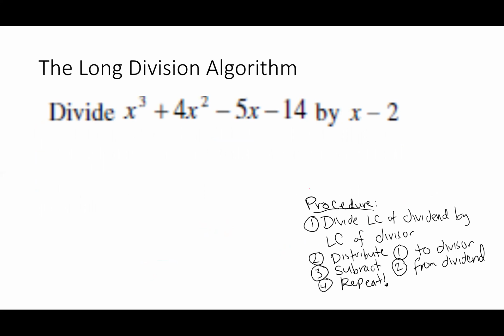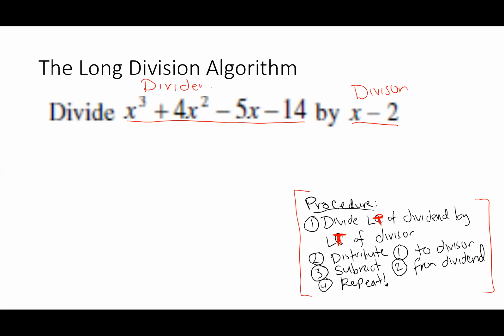That's okay, though. Here's my poorly written procedure, just by virtue of my penmanship on this screen. Instead of leading coefficient, I made a mistake here. It should be leading term. I can understand how that would create some confusion. So first we're going to divide this thing right here by this thing here. Because we're dividing by this, this is our divisor. And this is what we're dividing. This is going to be our dividend.